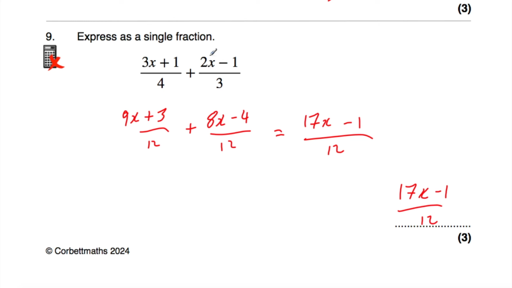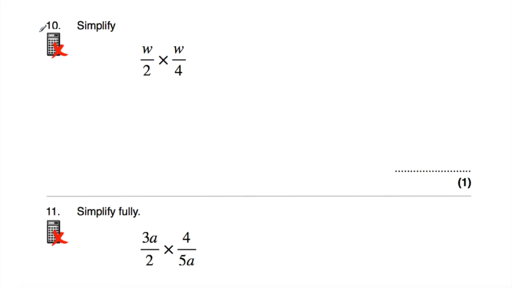And just to recap that, we found two fractions with the same denominators. So we found a common denominator of 12. We multiplied both the numerator and denominator of this fraction by 3, and the numerator and the denominator of this fraction by 4. And then we just added together the numerators, and 9x plus 8x is 17x, and 3 plus minus 4 would be minus 1. So that's it.